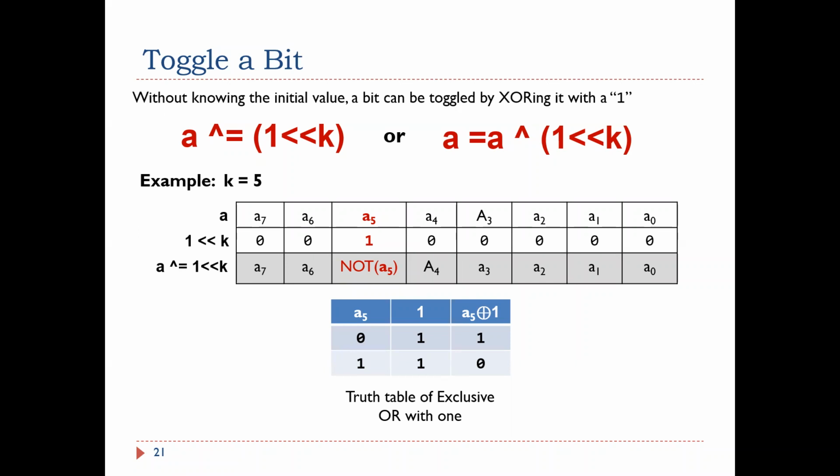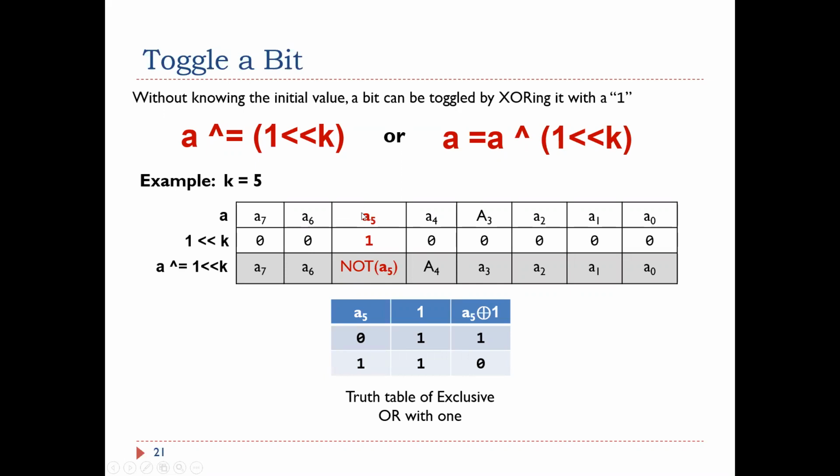I have a question, Professor. Go ahead, please. So before we perform the 1 left shift k, does A5 already have that value of 1, or is it 0? So it could be any.